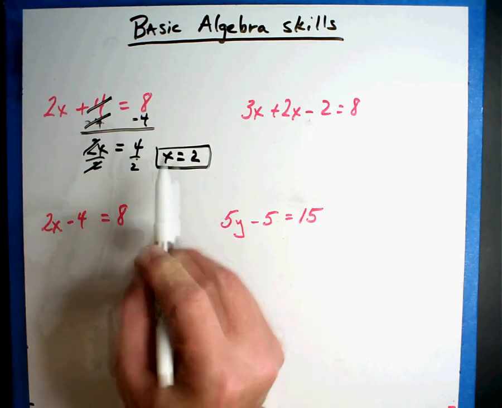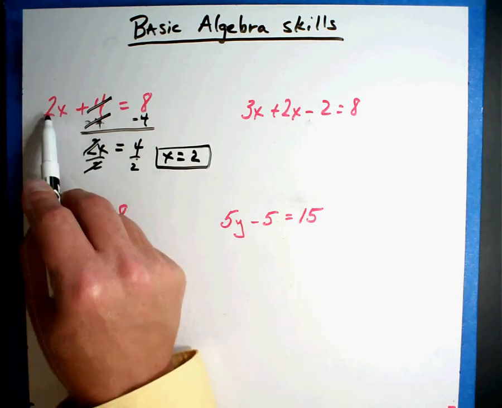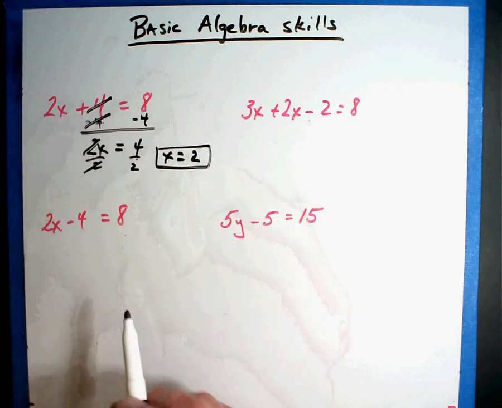Let's check work real quick, put that answer in. 2 times 2 is 4, plus 4 more is 8. That's got to be the answer.